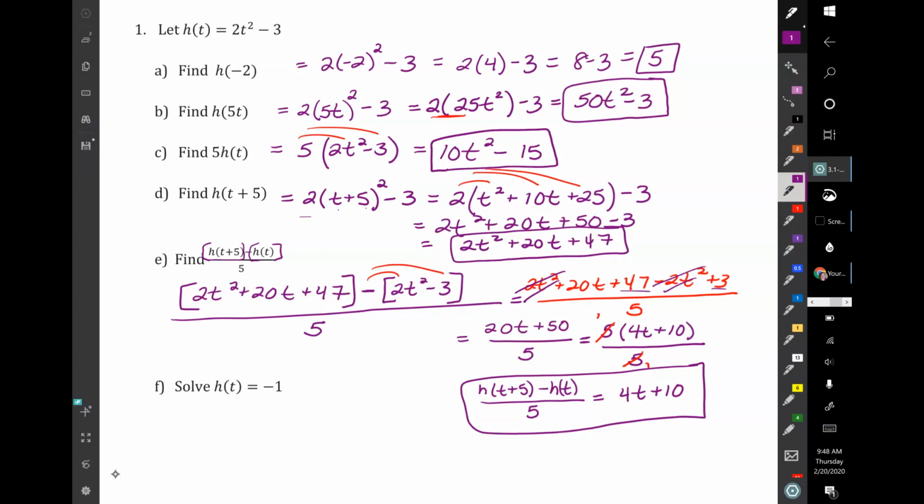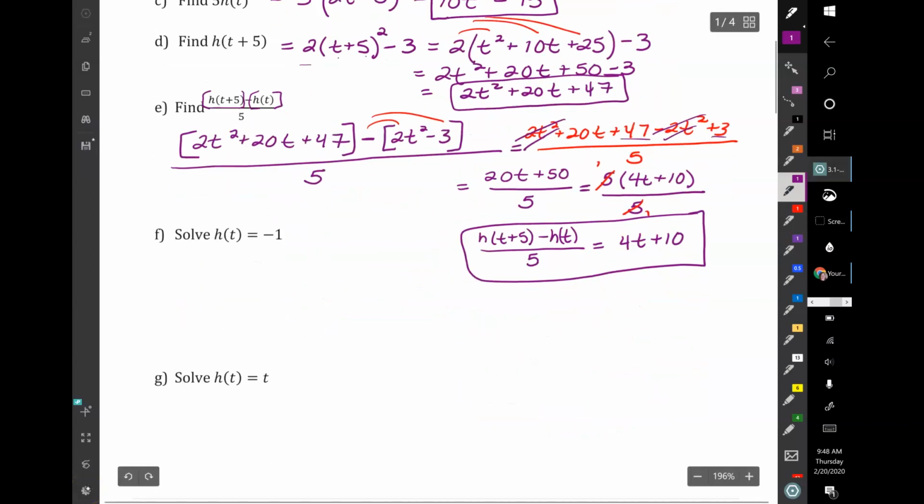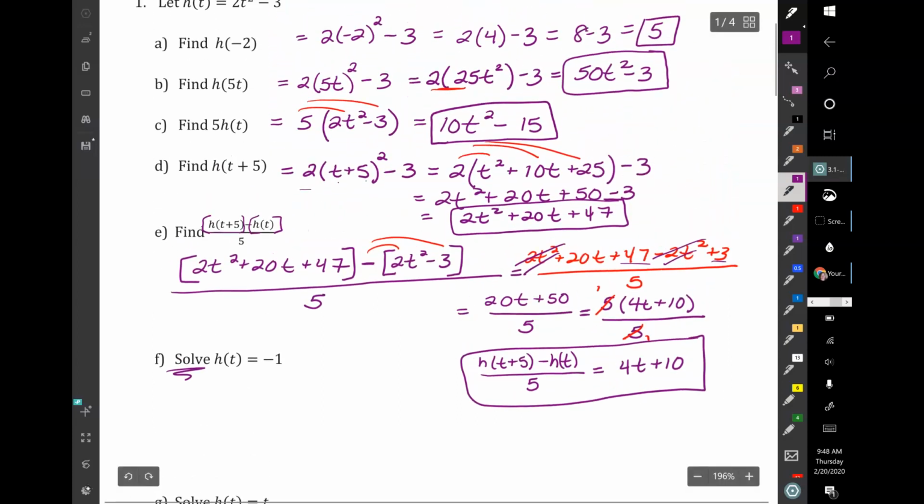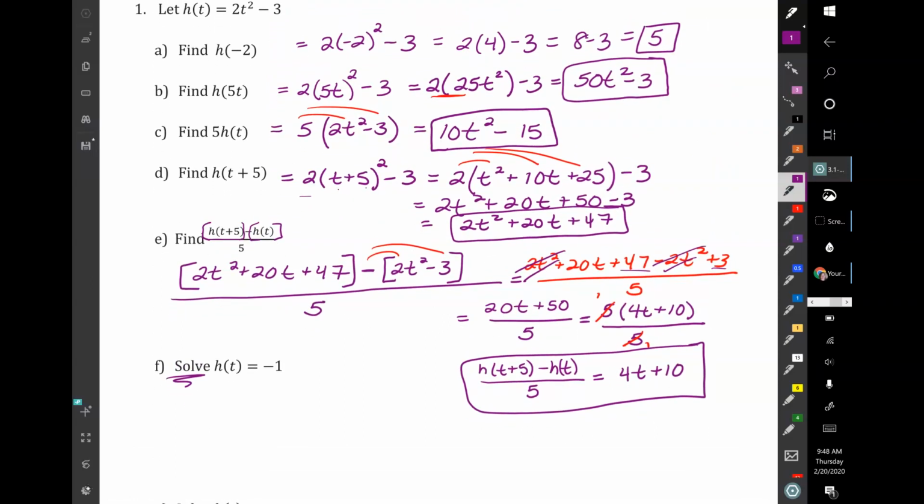Next one here is F. We have solve h of t equals -1. So solve, you've had some of these in your e-homework and the other examples, but I really want to drive the point home that we're setting h of t equal to -1. We want to find the input this time. We're not plugging -1 in. That's an output. So we want to find when h of t, which is equivalent to 2t squared minus 3, equals -1.